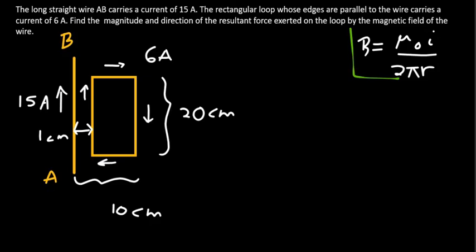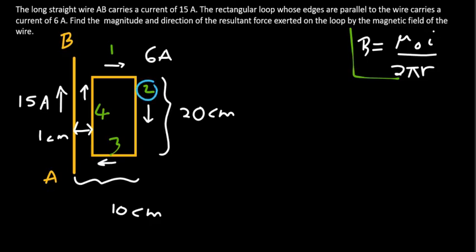In this loop, there are 4 contributions. Contribution 1, 2, 3, and 4. So we need to determine the force exerted on these individual parts of that loop by the magnetic field due to this long wire. So let's do part number 2 first.